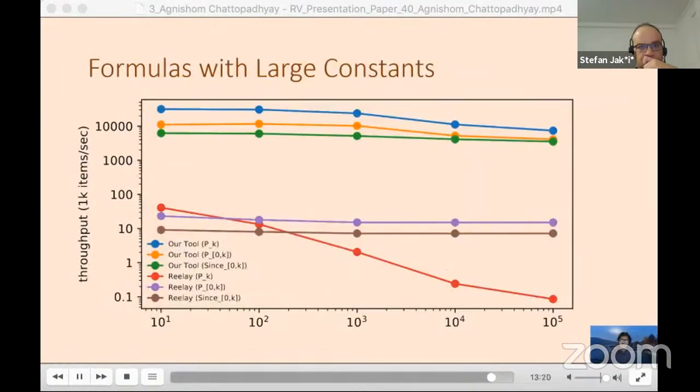Some of the combinators which we used use buffers to store values. We measured the performance of this tool with formulas with different constants. As we expected, the deterioration of the throughput for our tool is comparatively negligible with the growth of the constants.